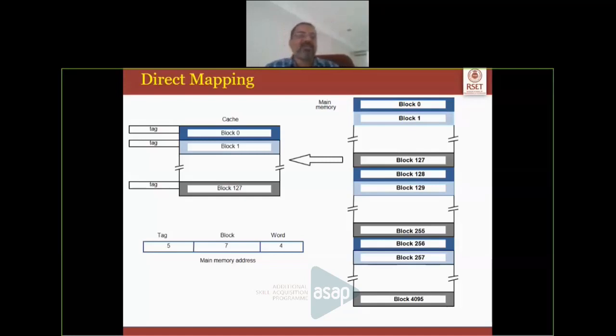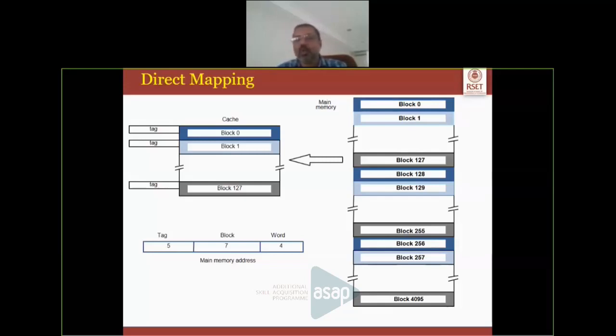So this kind of mapping is done in direct mapping. This mapping is very simple, that is the advantage, but it has a lot of disadvantages also. What is the disadvantage of this? If block 0 from the main memory is loaded to the frame block 0 in the cache, that block 0 can only be loaded to the block 0 in the cache. Even if the entire frame of the cache, block 1, block 2, up to 127 is empty, and block 0 is already filled by block 0 from main memory.